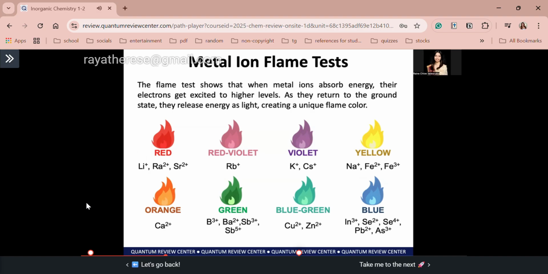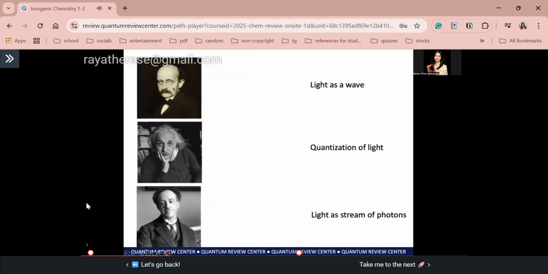And take note guys, yung pagka-red ng mga different metal ions na ito can be different. Like iba yung hue ng pagka-red nila. Ganun din kay potassium and cesium. Magkaiba yung hue ng violet or purple flame nila. Okay? So that is the metal ion focus. Okay, we are done with our first part in the Crash Course 1.